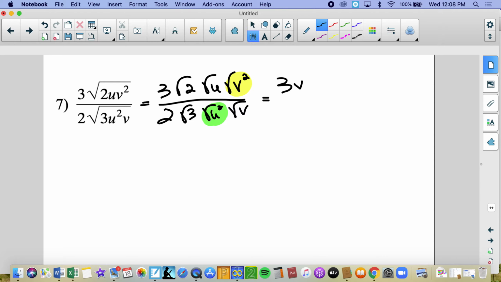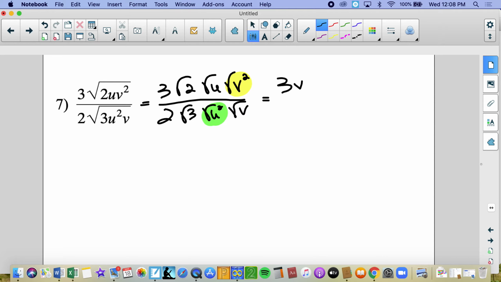Notice I can't cancel the 2 and the 6 because the 6 is in the radical, the 2 is outside. And I can't cancel the u's because the u is inside the radical in the numerator, and the u is outside the radical in the denominator. I'm going to redo this one, and I'm going to show you another way to do this. Let's copy.